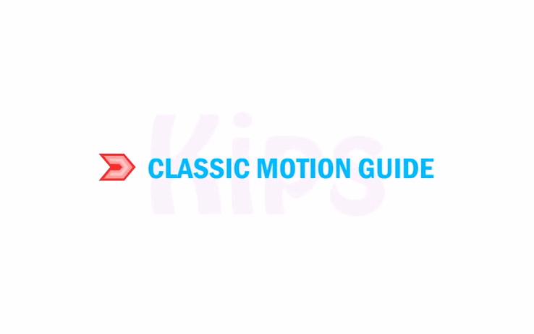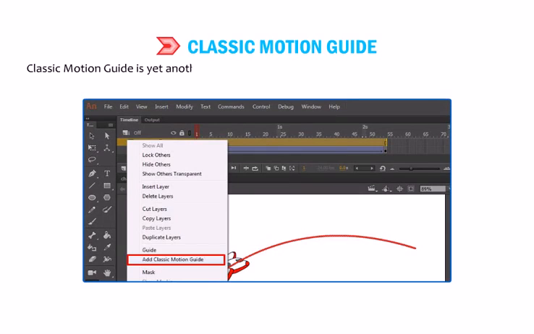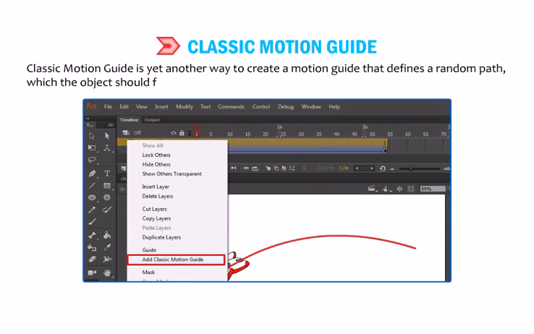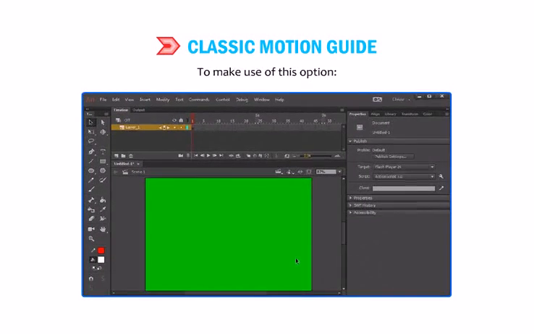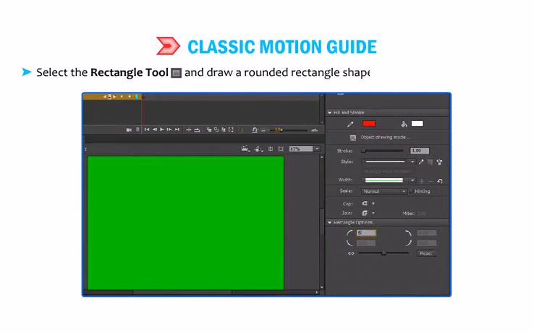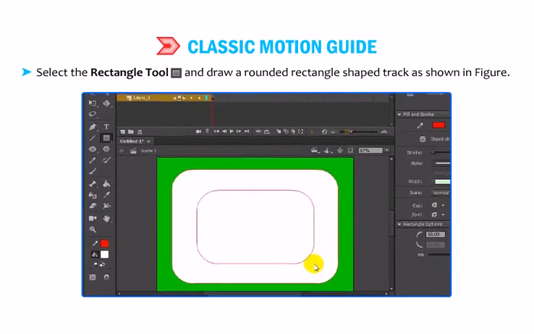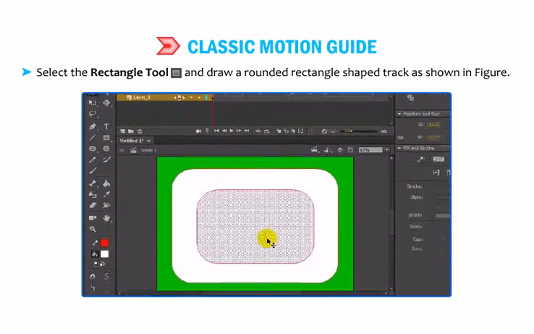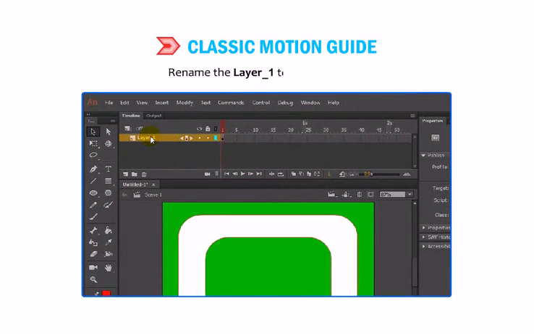Now let's find out about the Classic Motion Guide. Classic Motion Guide is yet another way to create a motion guide that defines a random path which the object should follow while in motion. To make use of this option, select the Rectangle tool and draw a rounded rectangle-shaped track as shown in figure. Rename the layer 1 to Racing Track.